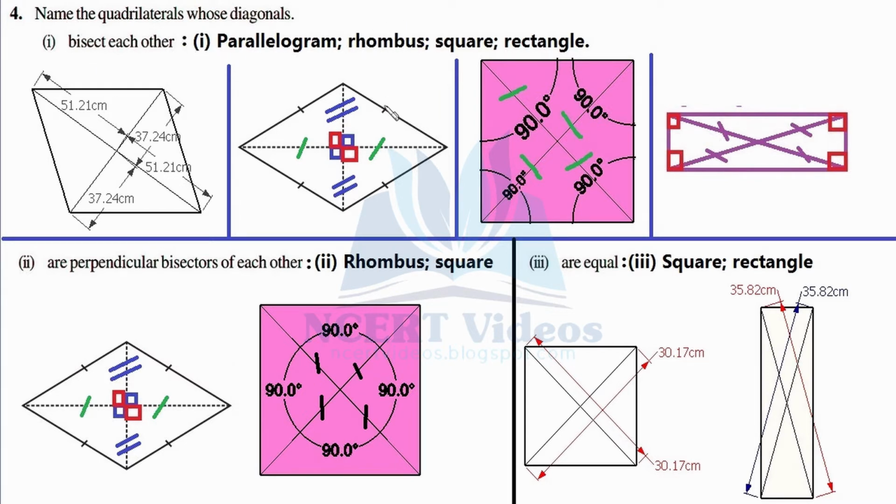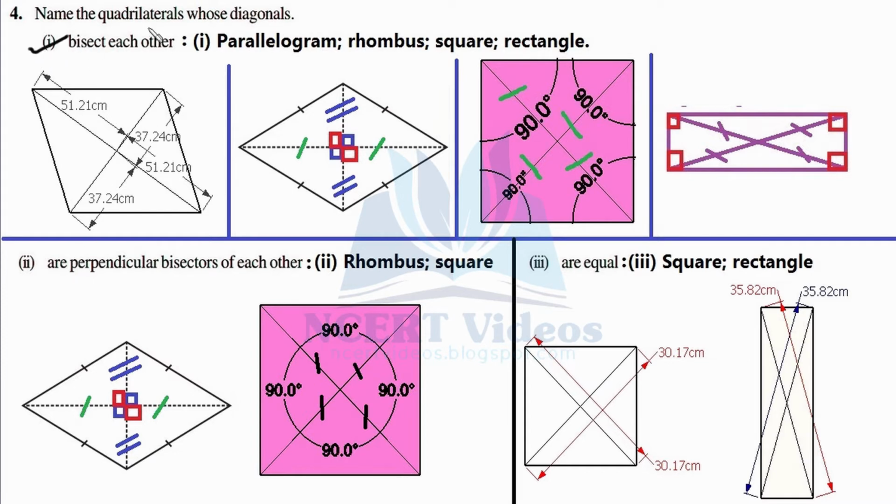Now in case of rhombus, again, diagonals are bisected. That is, the measurement of this line segment will be equal to this line segment, and this line segment will be equal to this line segment. Again, for square, diagonals are bisected, that is divided in equal halves by another diagonal. And in case of rectangle also, we have diagonals of equal measure, but when they are bisected by each other, then they form 2 equal halves. Therefore, the first part has been solved.